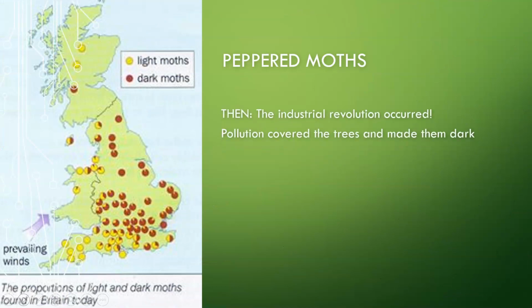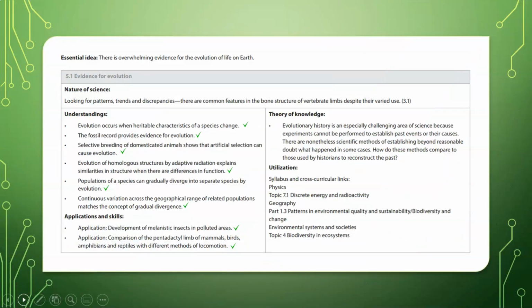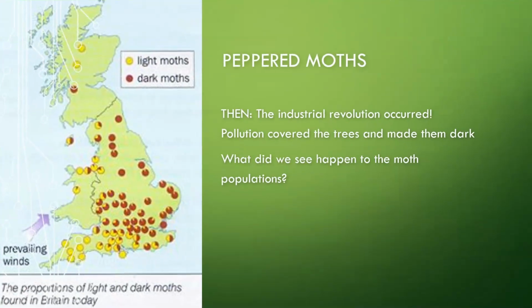Then what happened? The Industrial Revolution occurred. Pollution covered the trees and made them dark. So what happened to our peppered moth populations? The light-coloured moth began to be eaten more because the birds could now see the light-coloured moth on the dark tree, and the dark moths, their populations increased because suddenly they could be camouflaged more.